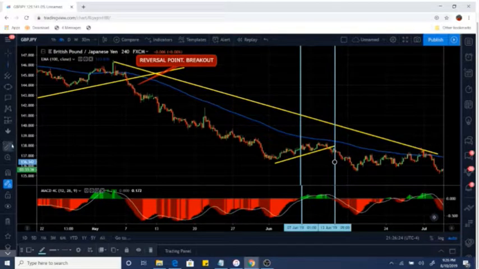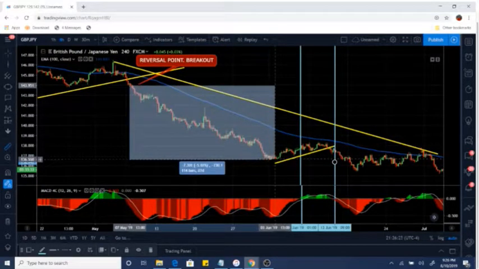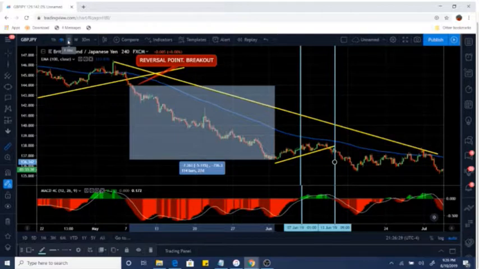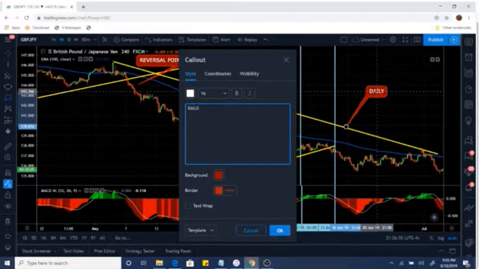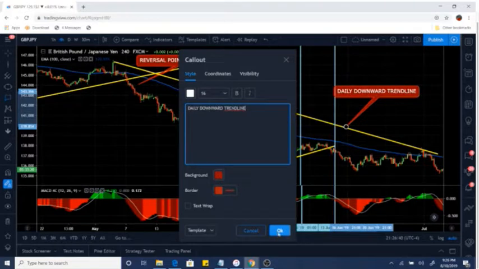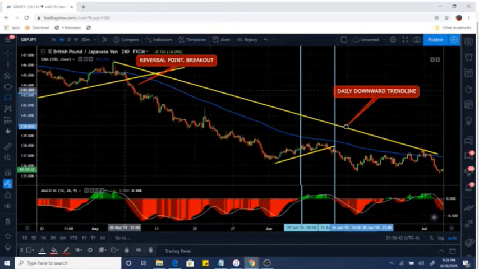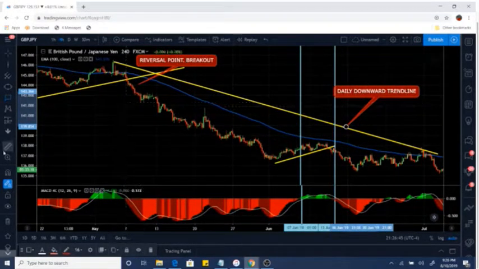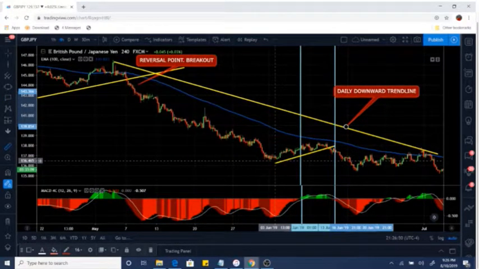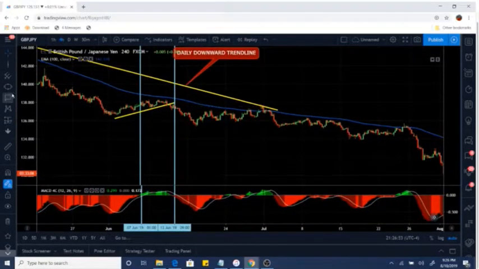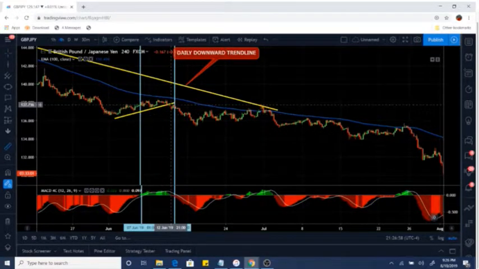Yes, I miss this initial drop. Remember, I'm on the 4-hour. I marked up on the daily. This is my daily downward trend line, and I'm on the 4-hour for my entry. So I initially miss all of this. I miss 700 pips. But I get a quality and more confirmed trade by waiting for the retest.